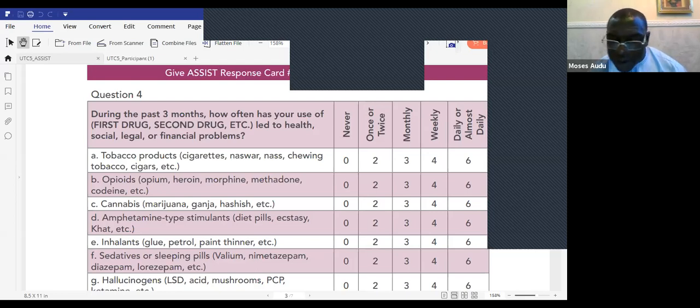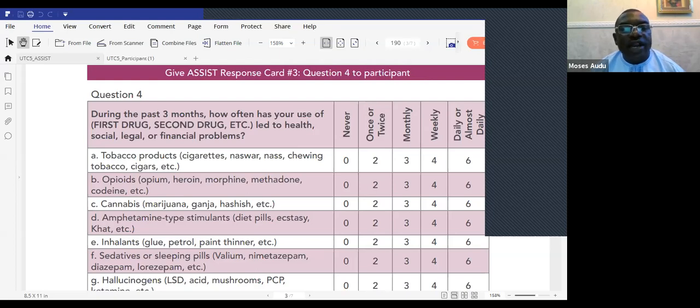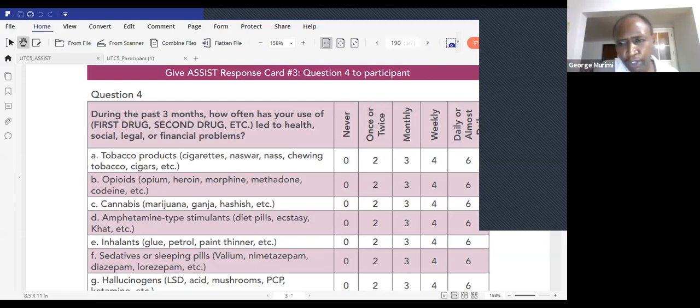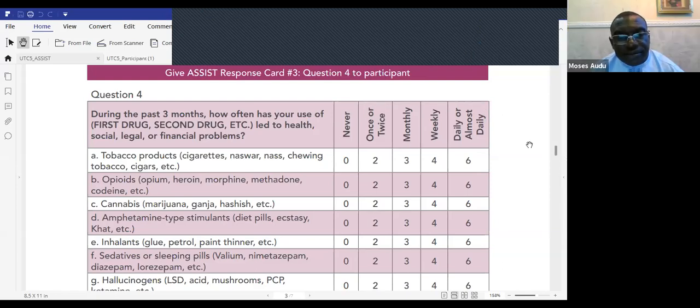So what about opioids? Sorry for the interruption, George, and thank you for your patience. Do you have any health challenges or social, legal, or financial problems in the past 3 months with regard to your use of opioids? No, in regard to opiates, I've not had any issues. Not at all. So never? No, never. Okay.